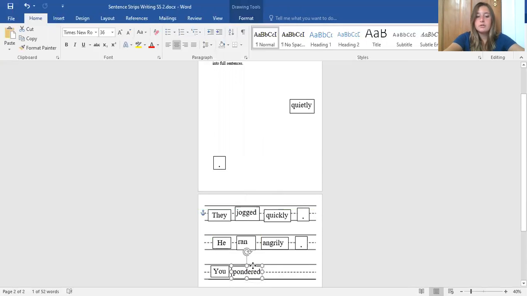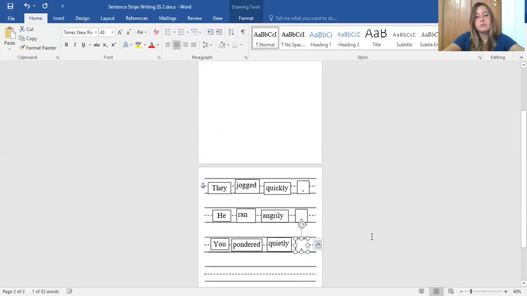I pondered quietly. So I was thinking quietly. That sentence could also read differently if you replace that with a synonym. And having trouble grabbing this, and I need my punctuation. So these are the 3 sentences I ended up with. Your student might end up with something different.